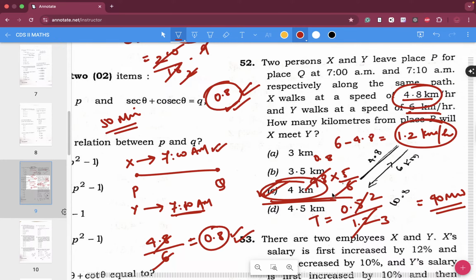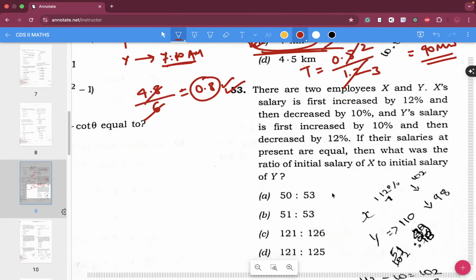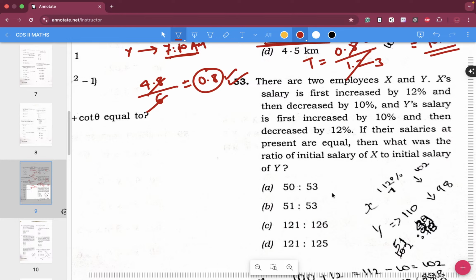Okay, I hope you guys understand. Simple, basic. The only thing you have to remember in time, speed, distance is that distance is equal to speed into time. Rest all others is your complete logical reasoning, folks. So this is what you guys have to keep in mind.